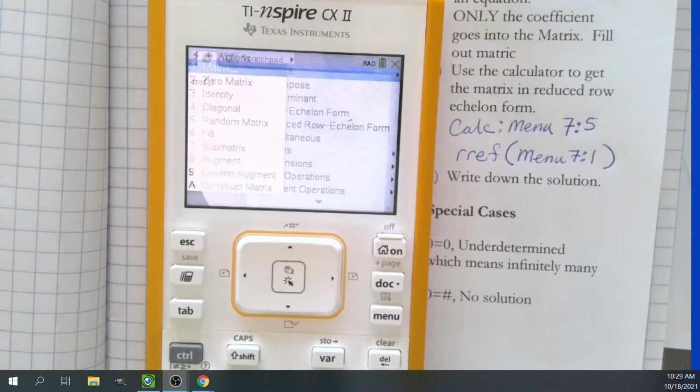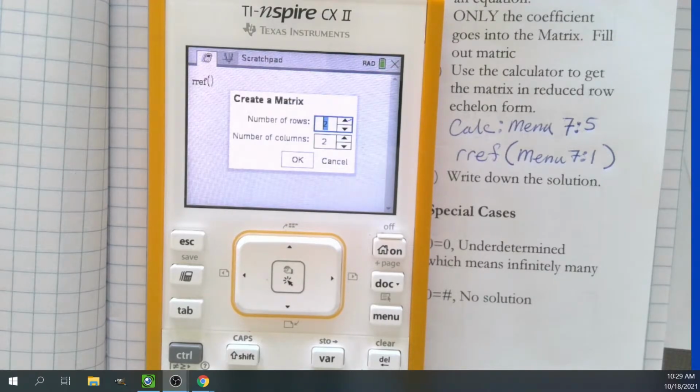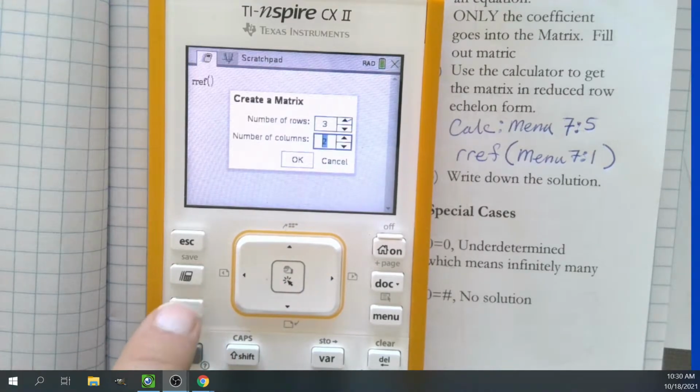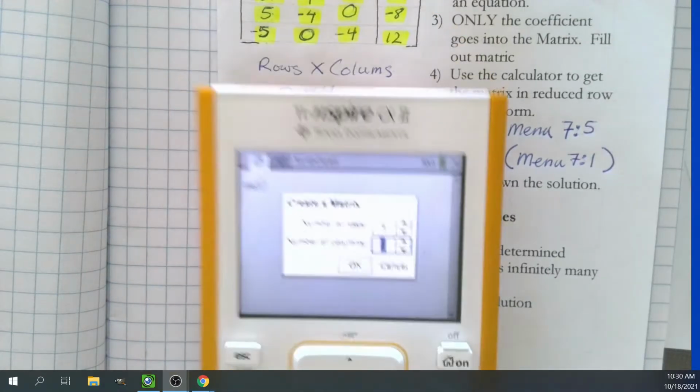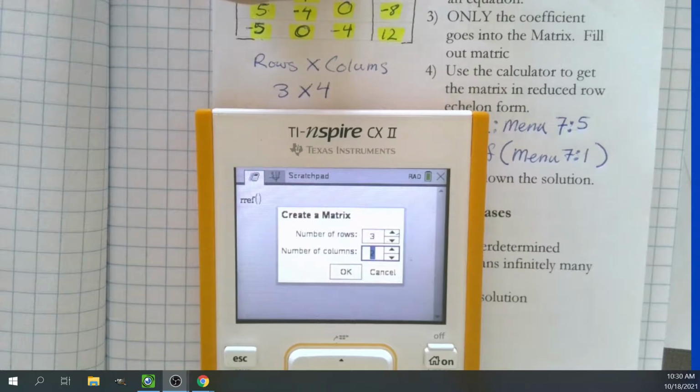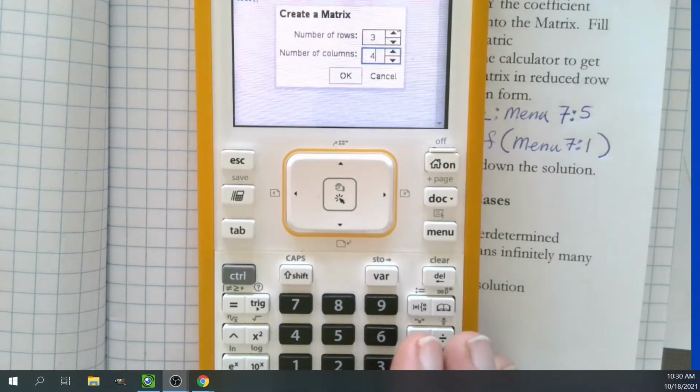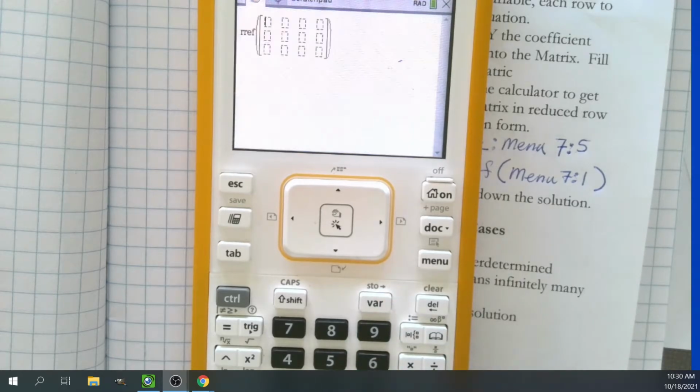And then we're going to press enter. How many rows do we need? So we're going to type 3. I'm going to press tab because when I press down, it changes my number of rows. So if I press tab, how many columns do I need? 4. And I'm going to say enter.